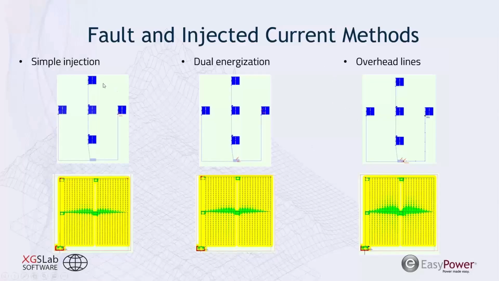So with this kind of dispersed system, going through these different energization methods, we don't see a significant improvement with the entire system model where we're accounting for the overhead lines versus just our simple injection. But there is some improvement when we account for the current that's going to take the alternative paths back.